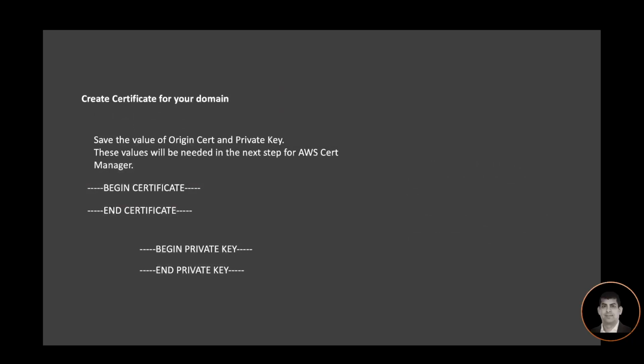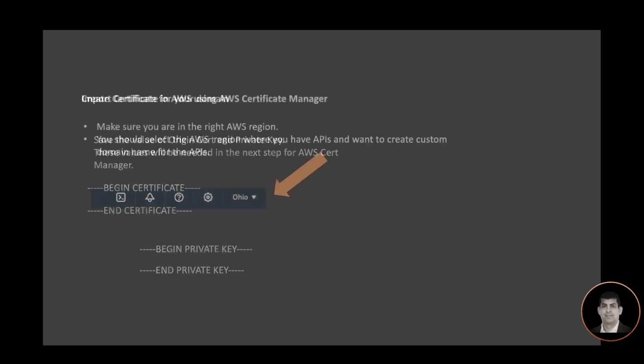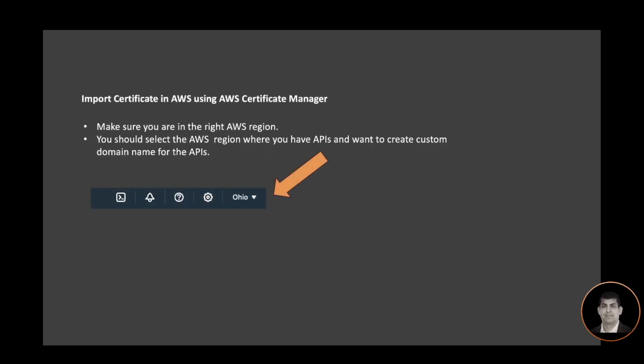Of course, I'm not showing the value here, but when you generate your certificate and private key, they will look like this. They will have a begin certificate, there will be a value, and then there is an end certificate. Same thing for the private key. You will have begin private key, in between there will be a value for the key, and then end private key. We need both the components in the next step for Certificate Manager. Once we have the origin certificate, let's log into your AWS account using the AWS console.